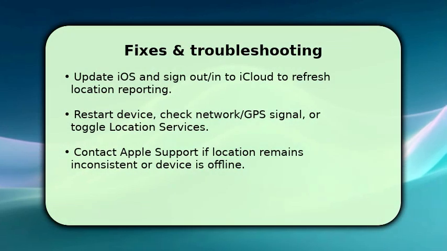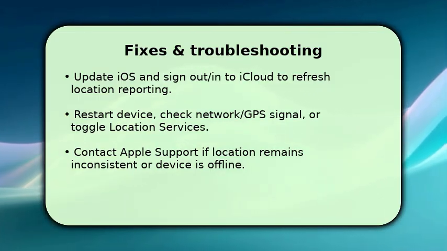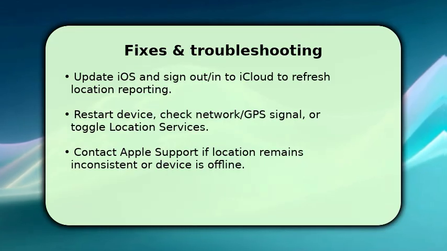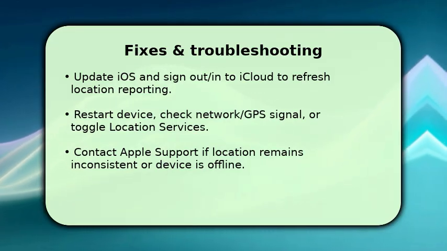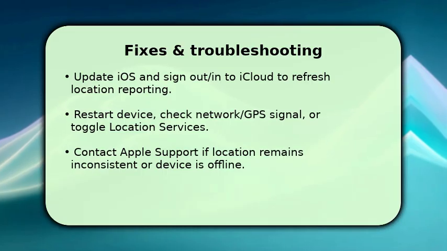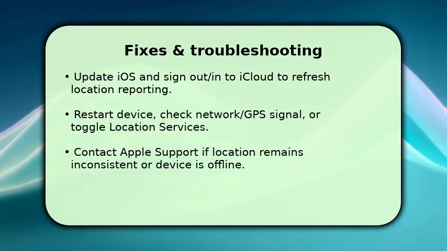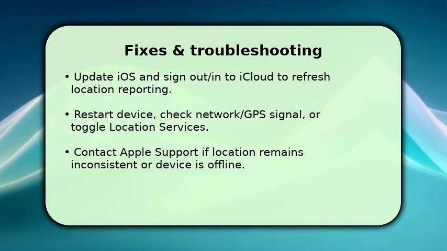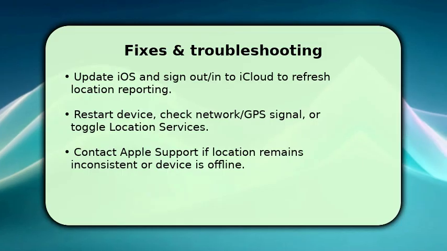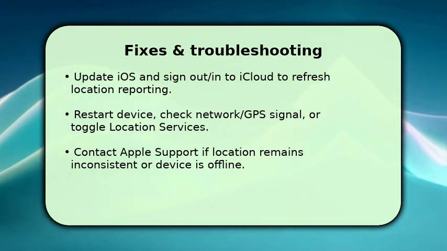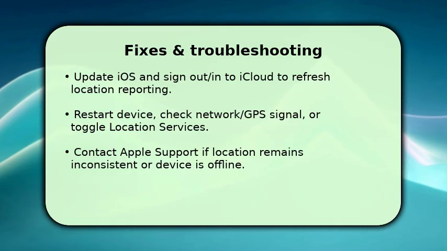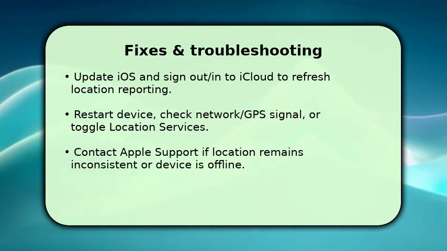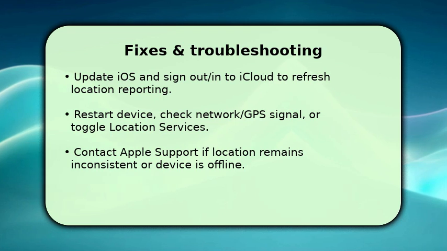To resolve an inaccurate location, update iOS, restart the device, and sign out then back into iCloud to refresh reports. This often fixes sync glitches. Make sure the device has a clear GPS signal and an active data connection, and toggle location services and Find My off and on for a quick reset. If the problem persists, contact Apple support with your device serial and account details so they can investigate further.